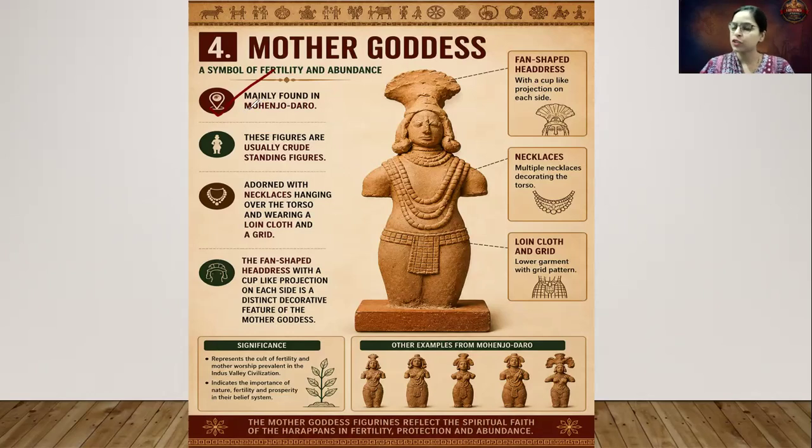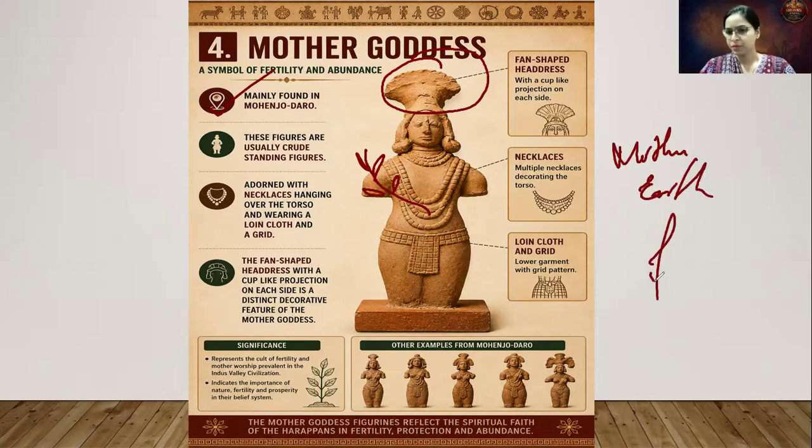Pashupati Nath as the male deity, Mother Goddess as the female deity. And here is a fan shaped headdress. Necklaces she is wearing. And there is one particular Mother Goddess where it is shown that from her womb, from her navel, they have shown a plant coming. So what does this show? This shows that she is Mother Earth, and this is the sign of fertility.